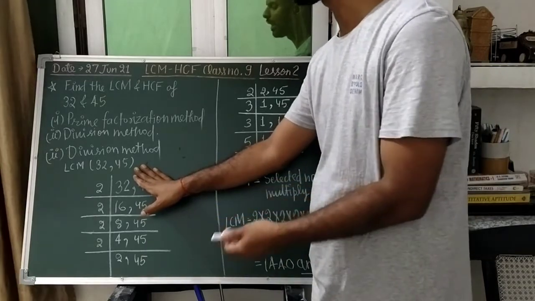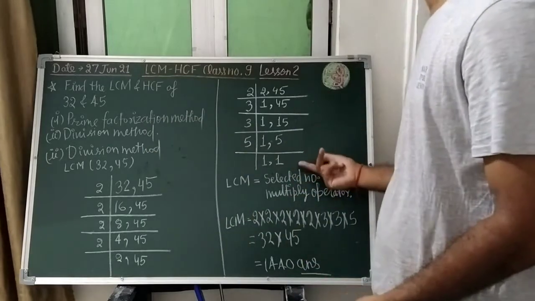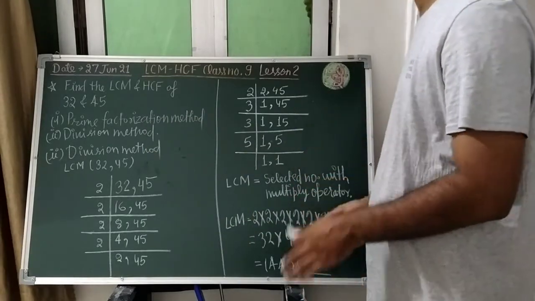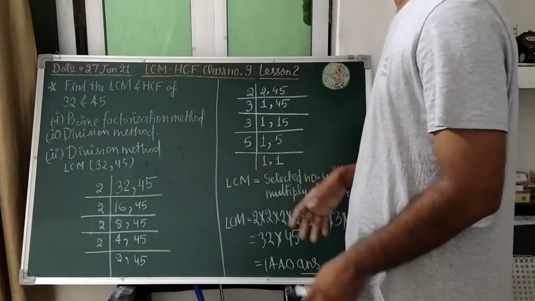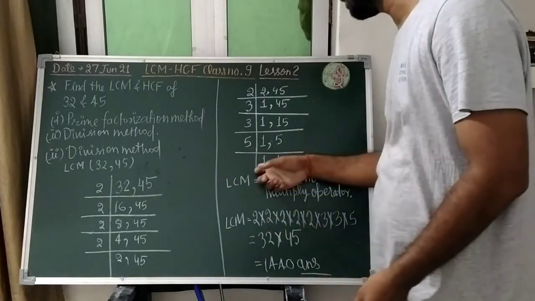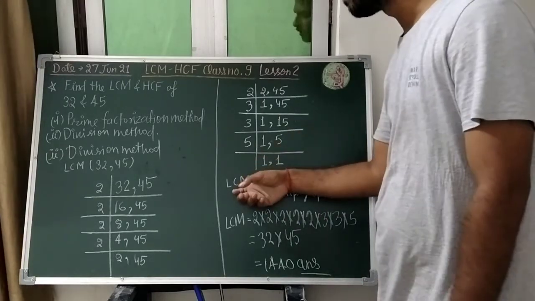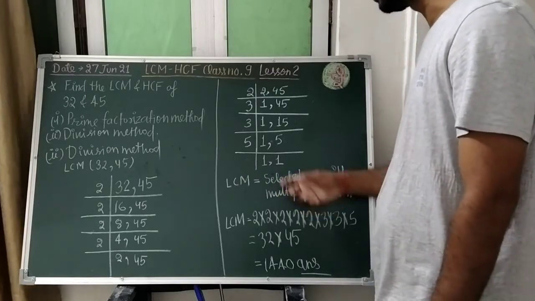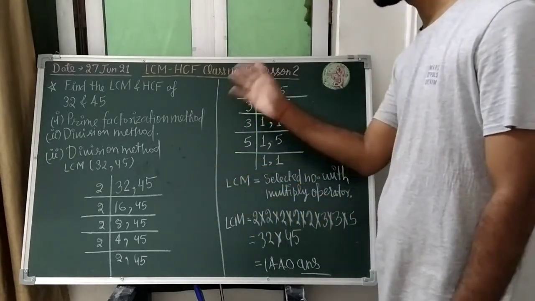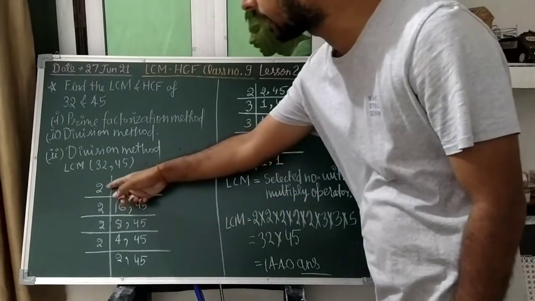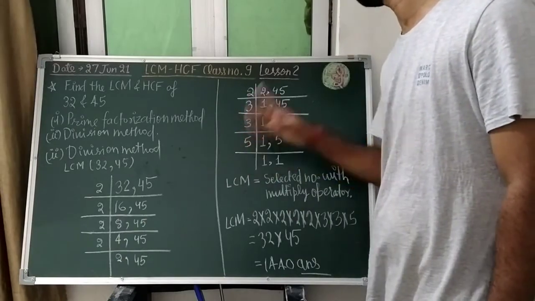We check whether 2 is going to divide this, whether 3 is going to divide this, and like this we perform the task. And we perform that task until we get 1. After doing this, LCM will be equal to the selected numbers with the multiply operator. Meaning, 2 into 2 into 2 into 2 into 2 into 3 into 3 into 5.